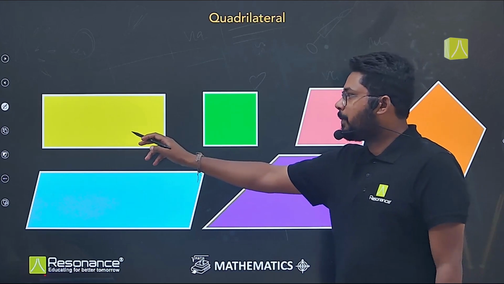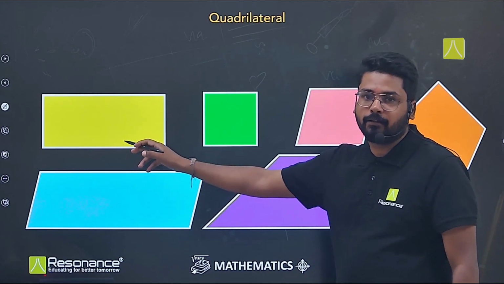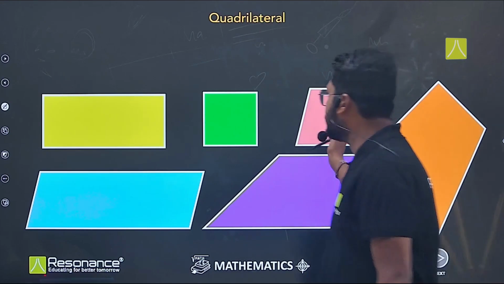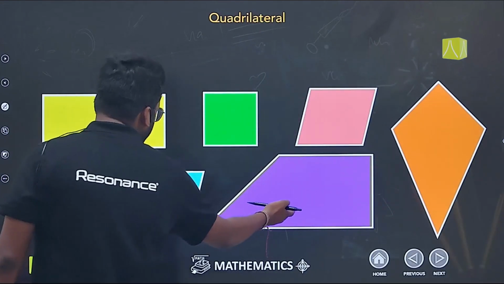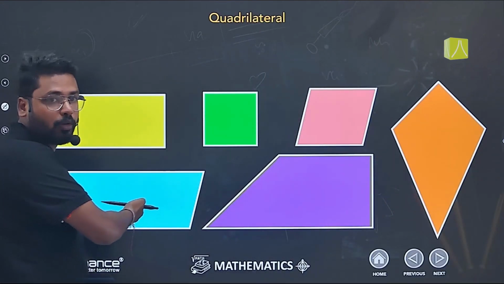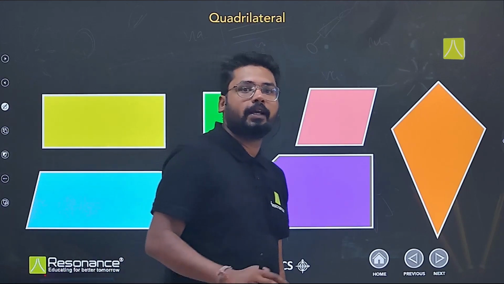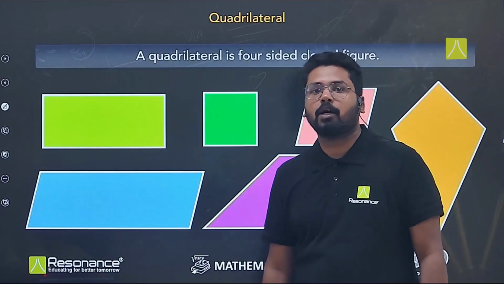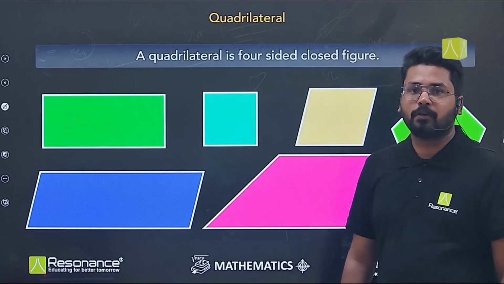You have to remember this figure. This is a type of rectangle, we can say. Another one is looking like a square. This is looking like a parallelogram. This is looking like a kite. This is looking like a trapezium. This is also looking like a parallelogram. So these all are examples of quadrilaterals. The basic definition we can conclude here is that a quadrilateral is a 4-sided closed figure.